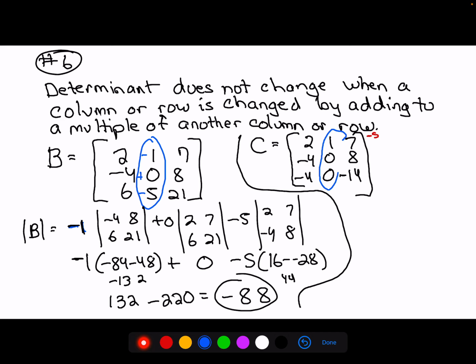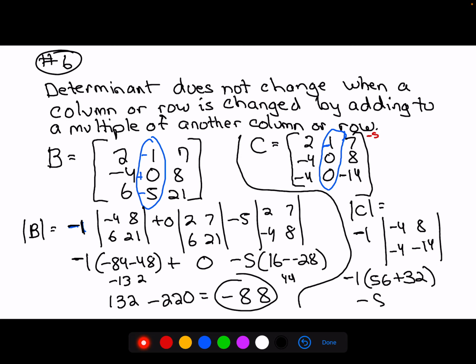And I'm going to once again use that second column. But this time, when I go to do my determinant, I don't even need to worry about those zeros. I do need to keep track of my sign right there. But I know I'm going to have negative 1 times the determinant of whatever negative 4, 8, negative 4, and negative 14 turns out to be. I don't have to worry about the zeros because that's all going to come out to 0 anyways. So I've got negative 1 times, what, 56 minus negative, so plus 32. So negative 88. Comes out the same.